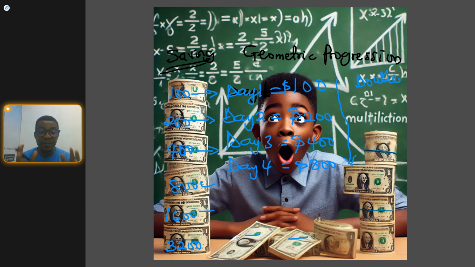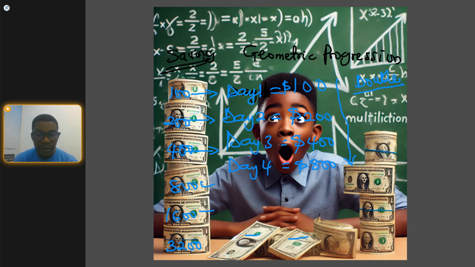This is just a kind of scenario that can be used to explain the concept of geometric progression. The guy was able to save money using a doubling system. So this is what we call geometric progression.